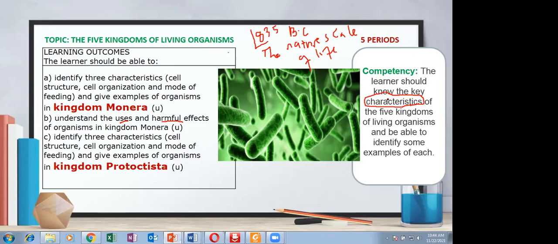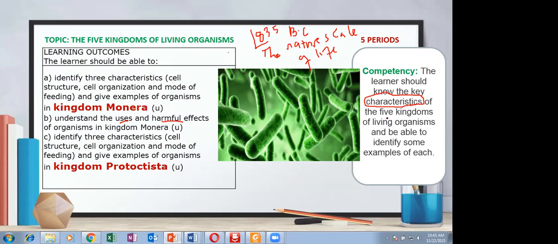So characteristic, things that are unique to something. For example, every man has 2 legs. Have you ever seen a man with 3 legs? Every man and woman, they have 2 eyes. We have 2 hands. So those are characteristics. When you find a dog, it has how many hands? Okay, for it, you may not call them hands, but limbs or legs.